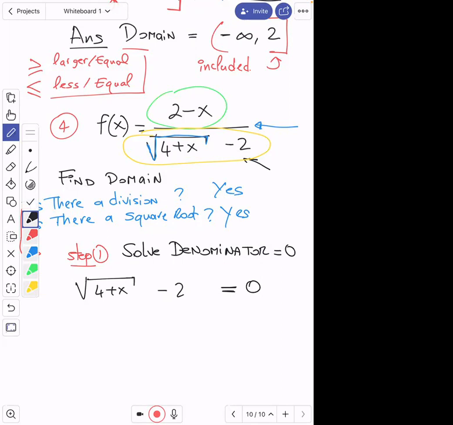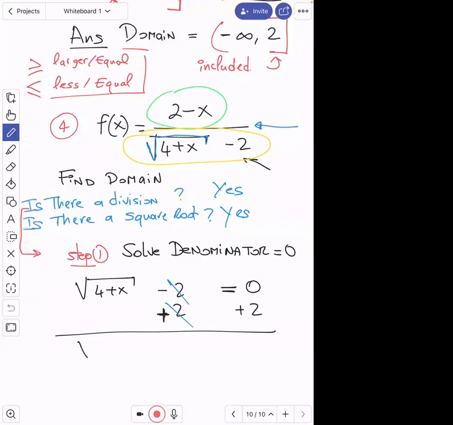You cannot really touch what's under the square root for the moment, guys, because there's this minus 2. So first step, we need to get rid of this minus 2. So we're gonna just add plus 2 to both sides. So the 2s cancel out, and now it's just square root of 4 plus x equal to positive 2.